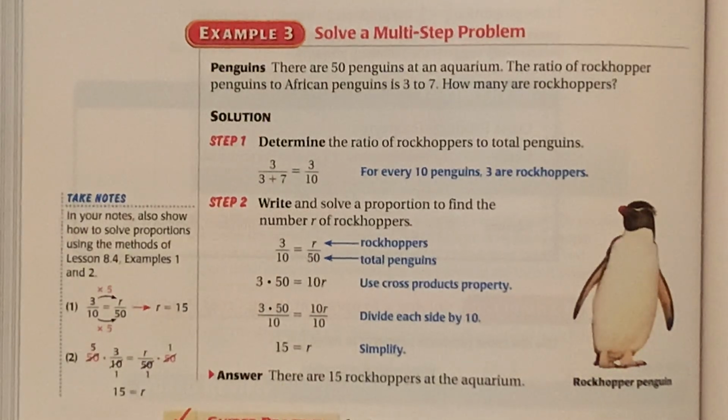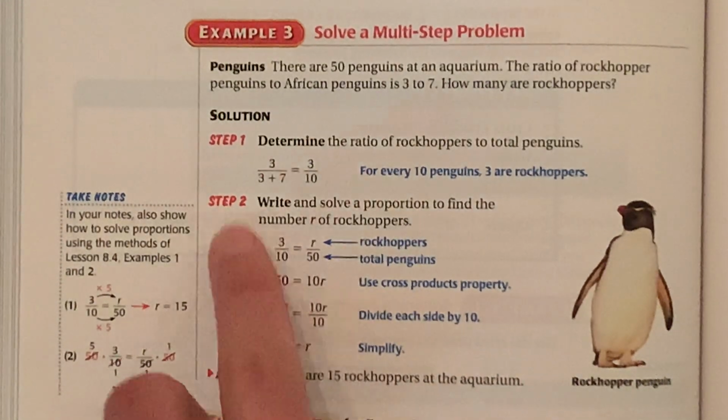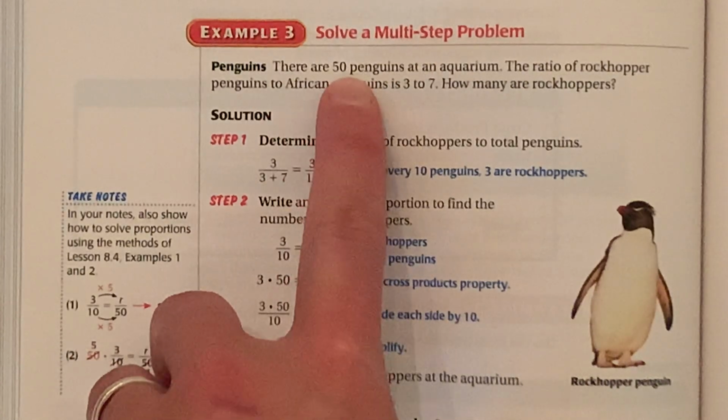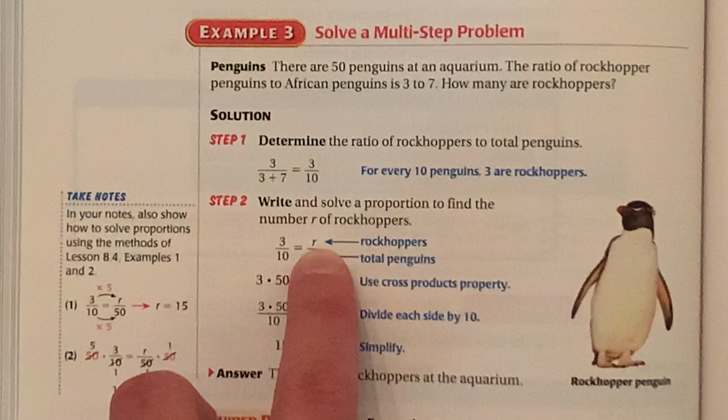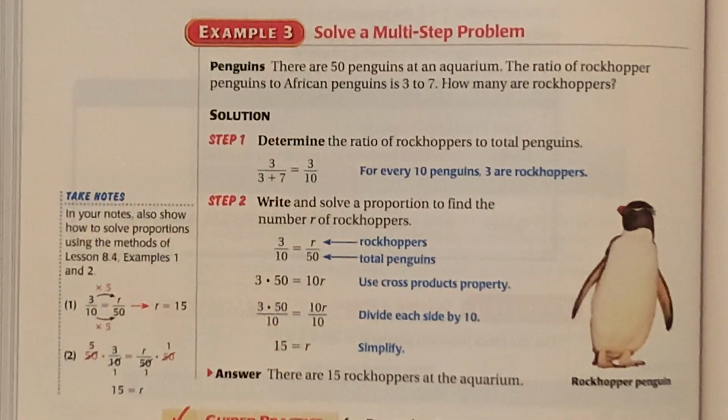Okay, step 2, now we're facing a little bit more of a challenge. Now we have to solve. So let's write and solve a proportion to find the number of rockhoppers, R. So 3 to every 10 as R is to 50. I know that there are 50 penguins because it states it right there, and I'm trying to find out what rockhoppers are. That's my variable.